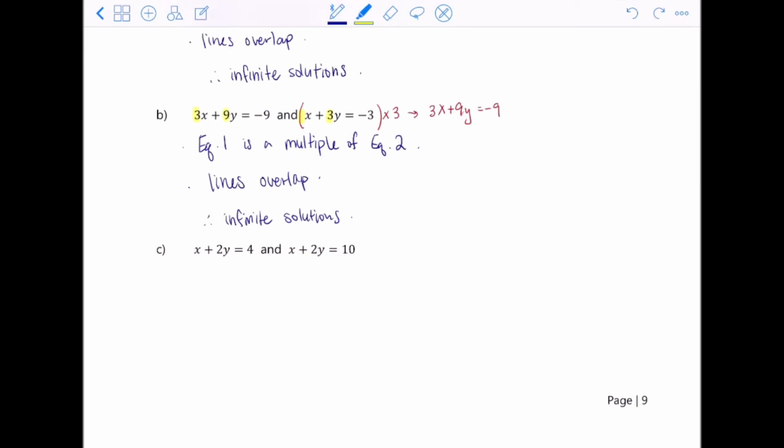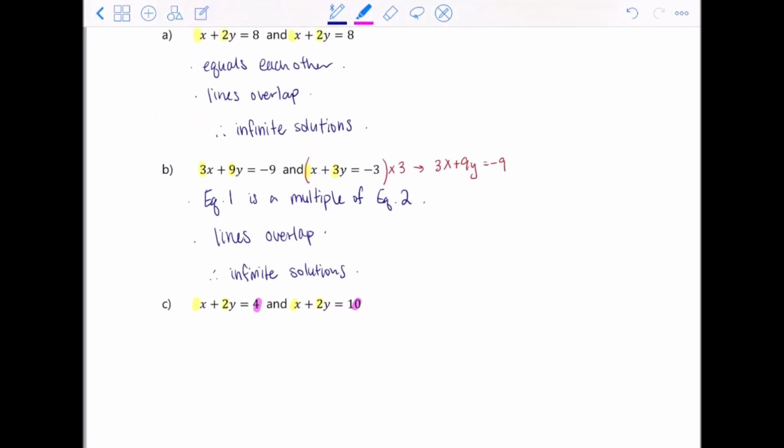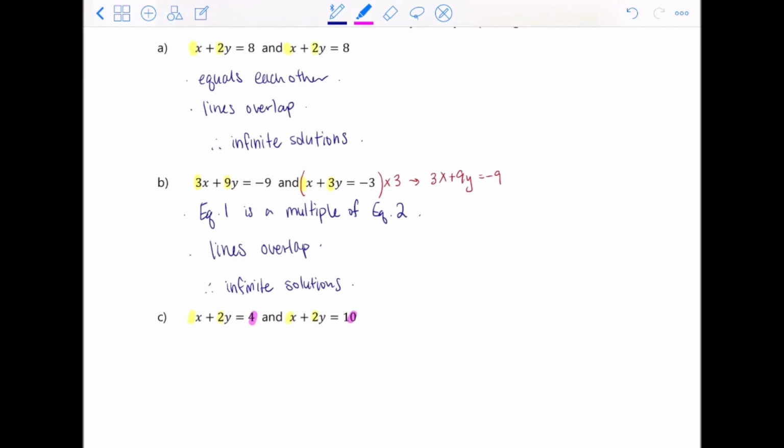Moving on to part C. So this time our coefficients are all equal, but our constants over here are not equal. So the only difference between part A and C would be the difference in constants. Part A was indicating that two equations are exactly the same. So they're same equations, so therefore they overlap.